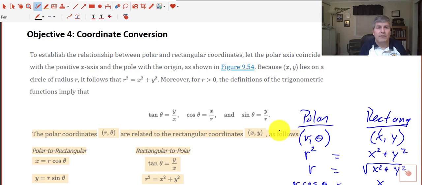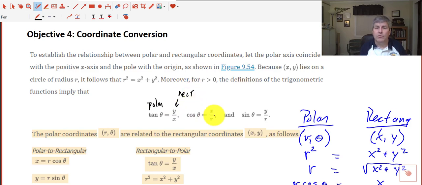Moving on to our fourth objective of coordinate conversion. To establish the relationship between polar and rectangular coordinates, let the polar axis coincide with the positive x-axis and the pole with the origin. Because our ordered pair of the rectangular plane, x and y, lies on a circle of radius r, it follows that r squared equals x squared plus y squared. Moreover, using our definition of trigonometric functions, it implies that the tangent of theta is equal to y over x, where theta is our polar and y over x is the rectangular version.